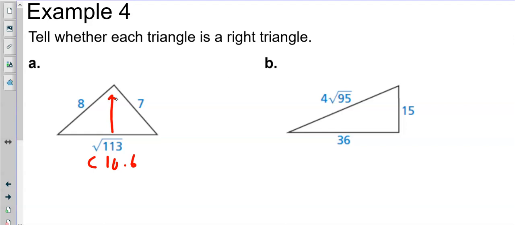The hypotenuse is always the longest side. So when you can't tell by the shape of it, it's close, and you need to convert it to a decimal, that's fine. You can clearly see that this is the longest side here. So this is my C. But we could type in 4 times square root of 95, find out what it is, and it's going to be bigger than 15 and 36.